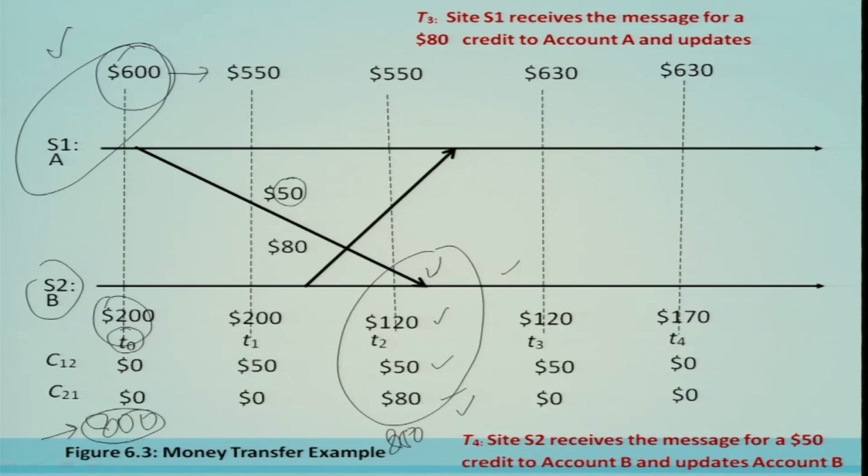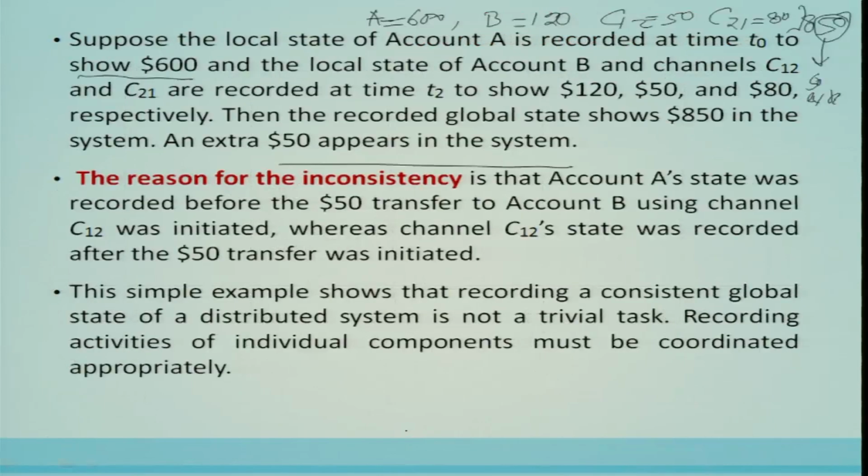So this kind of recording without any coordination is inconsistent. The reason for the inconsistency is that account A's state was recorded before the 50 transfer to B using channel C12 was initiated, whereas channel C12's state was recorded after the 50 was initiated. This simple example shows that recording a consistent global state of a distributed system is not trivial. Recording activities of individual components must be coordinated appropriately.